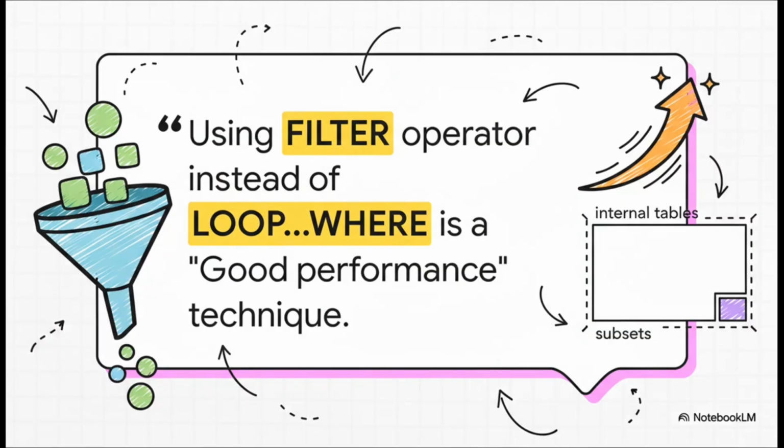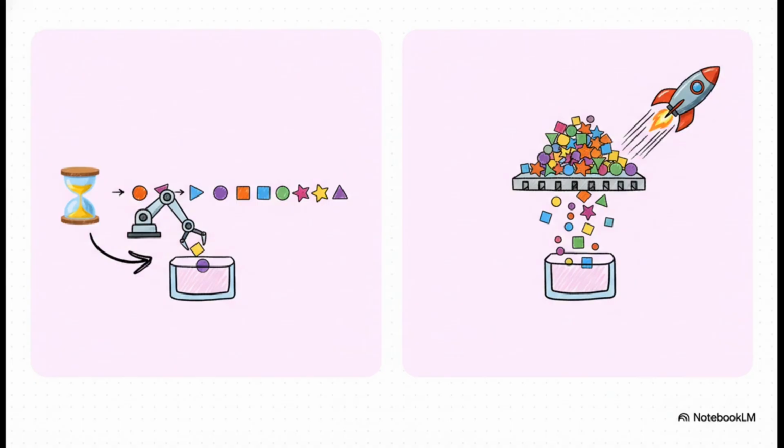Now let's talk performance, because when it comes to performance, the FILTER operator is a really big deal. It's often highlighted as a key technique for a reason, and you're about to see why. So instead of a LOOP AT WHERE statement, which can be pretty slow on big tables, the FILTER operator does the whole job in one shot. It just creates a new table with only the records that match your criteria. And this isn't just about looking cleaner. It's often a whole lot faster, especially when you're working with large data sets.